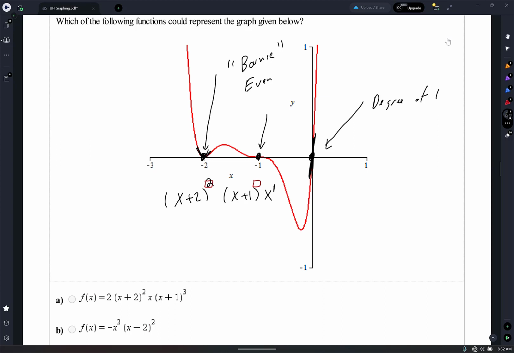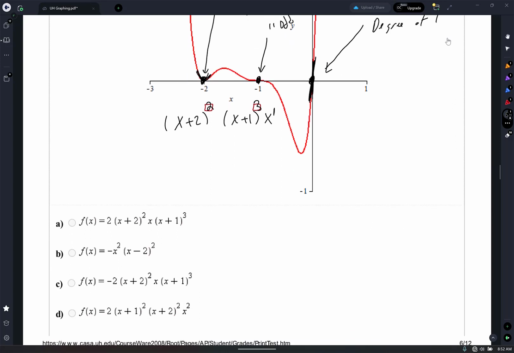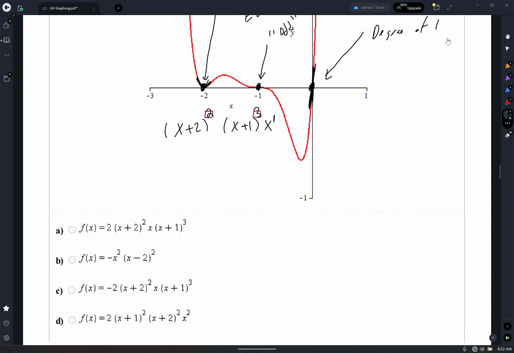This one crosses it. So that's going to be an odd degree. The flatter it is, the higher the odd degree. So that's probably going to have to be a 3. So now I look for that. Looks like letter A.